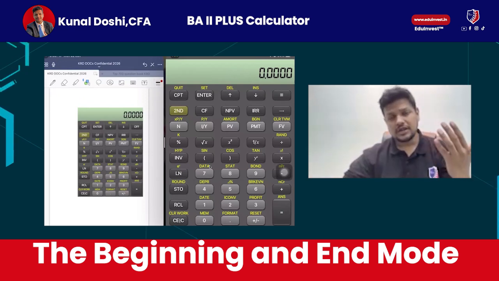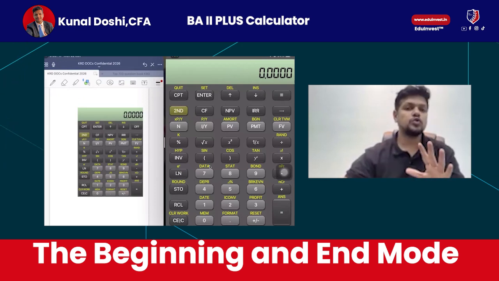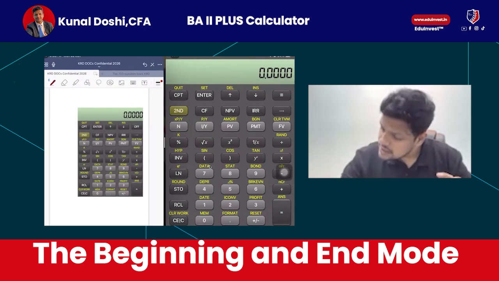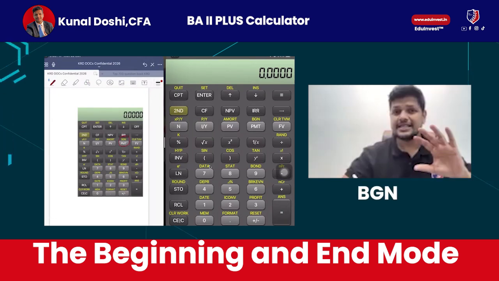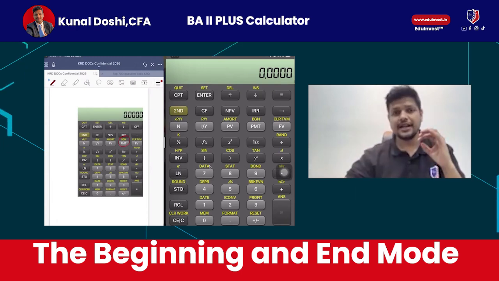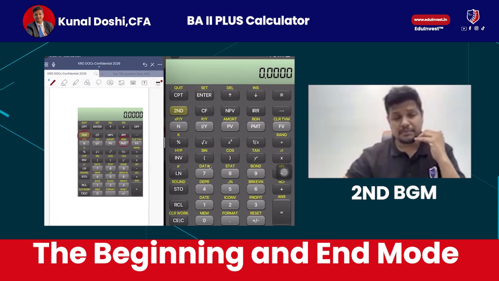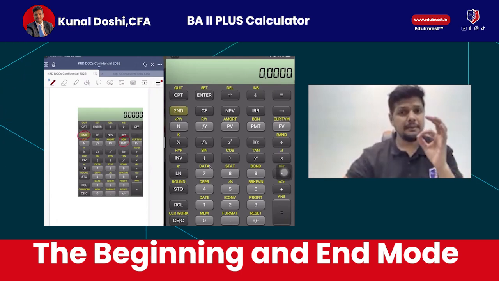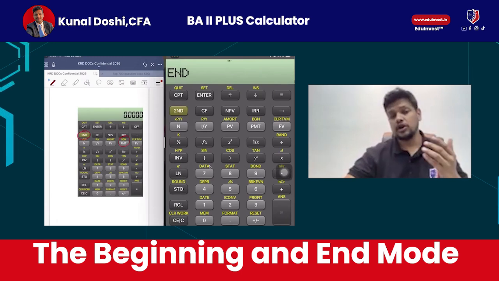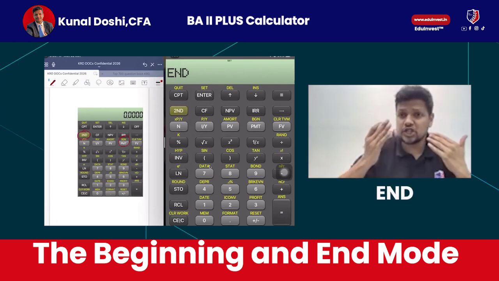Now, before I go into the use of beginning mode and whether you should use it or not, let me walk you through the mode, where exactly it is. In your calculator, you will see there is BGN on the background of PMT. So, how do you press these? You press second and then BGN. BGN is beginning. So when you press second and that BGN, you will see the mode. Right now, by default, your calculator is set at end mode, which is what it should be.